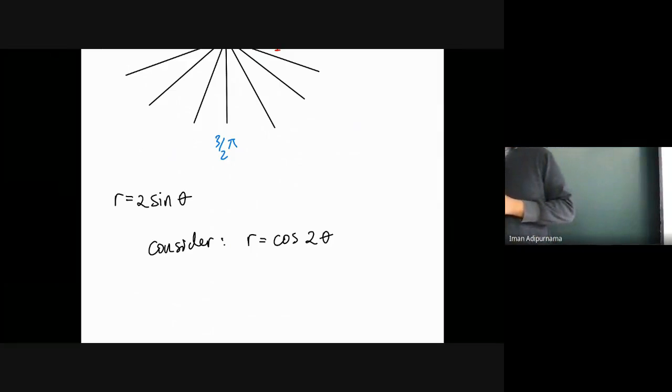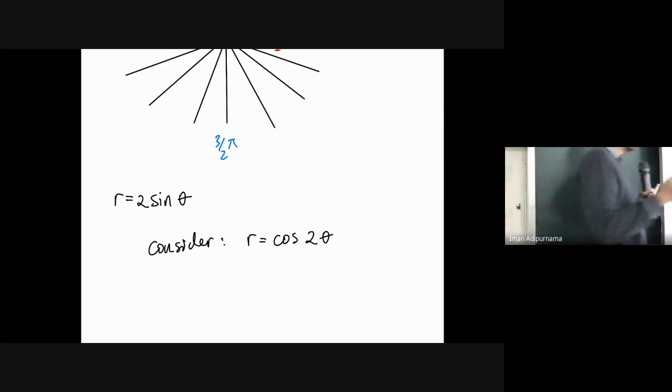You can just use the special angle values. That's enough for drawing these curves, at least roughly what it looks like. It's not a circle, not an ellipse, but it's something curvy.